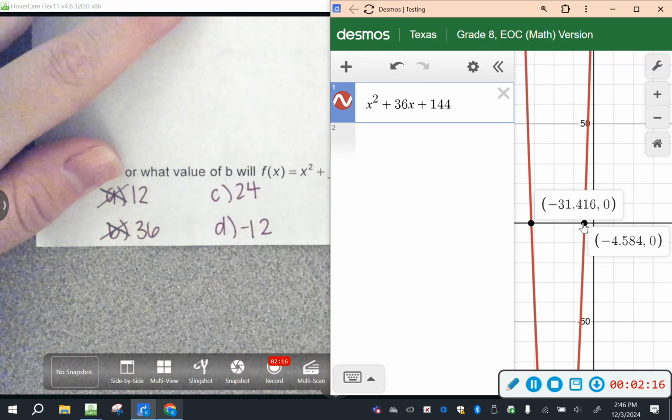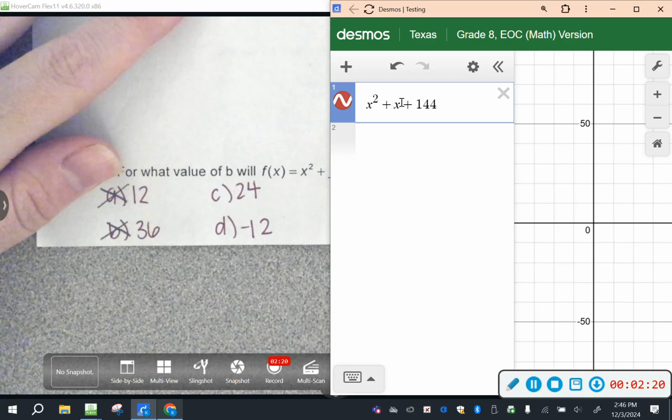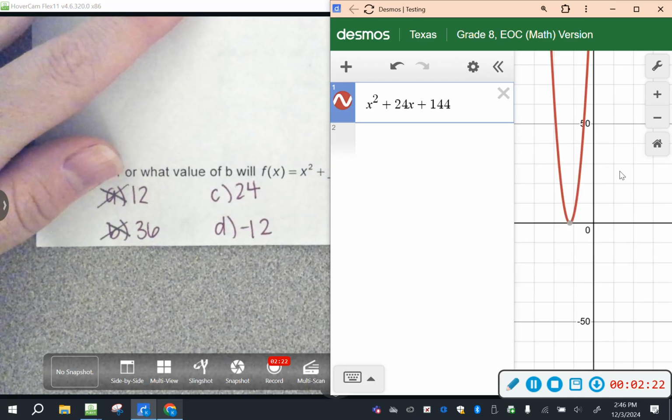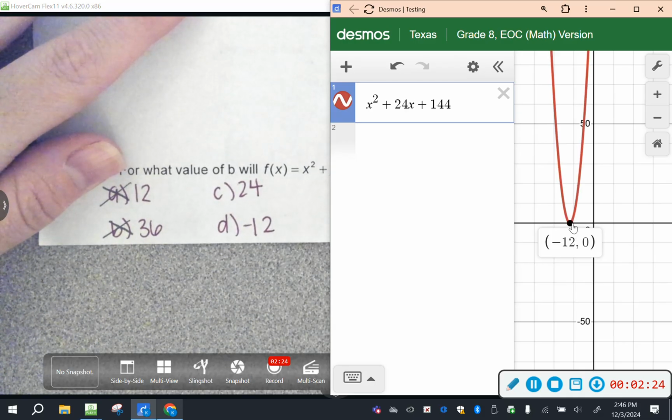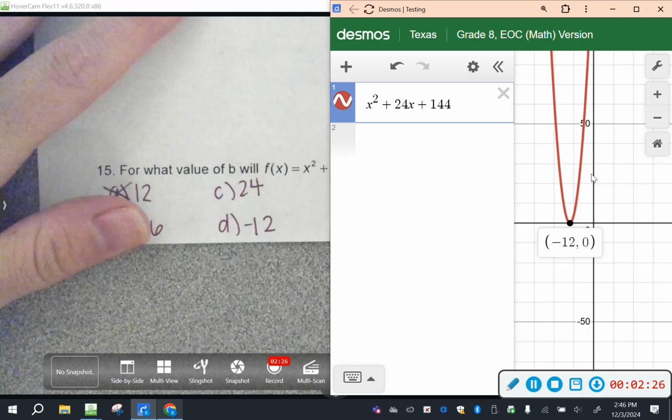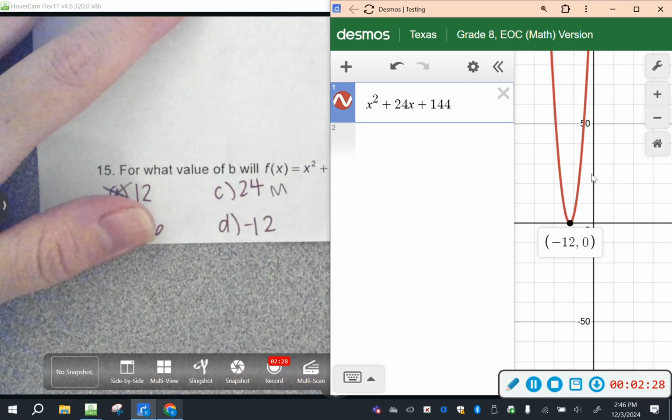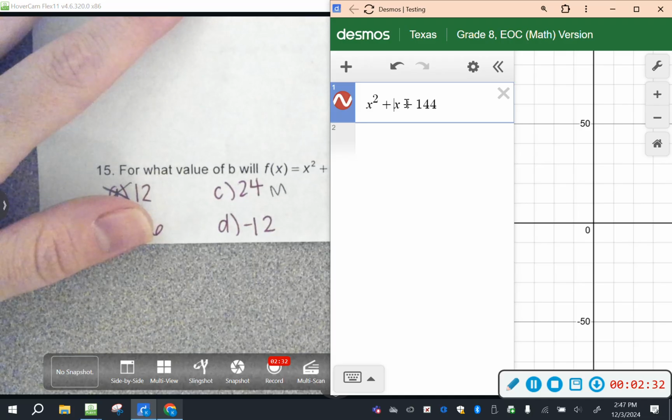I go to my next one, which is choice C, 24. If I plug in 24, I do have an x-intercept. There's only one of them, and bam, it is right there at negative 12. So I'm going to put a maybe next to that one. Then I'm going to go to my last one, because we're going to check all of our answers, because we are good test takers here.